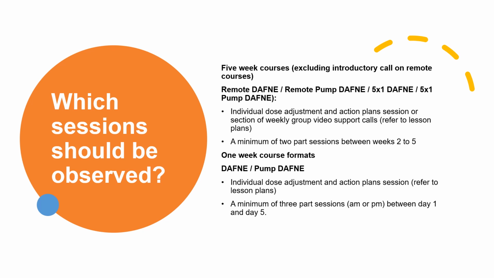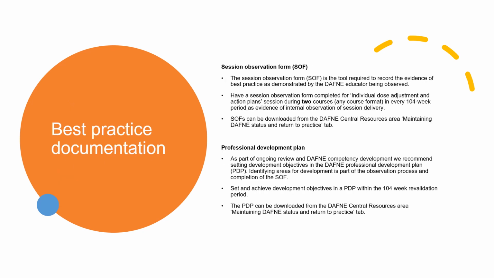As an educator, you may choose to have more than this minimum number of part sessions observed to aid your reflective practice. To recap, you will need 1 session observation form for each course that is observed, and 1 professional development plan to record your development objectives from your 2 course observations. Forms can be downloaded as required from the Maintaining Daphne Status and Return to Practice tab of the Daphne Central Resources area.